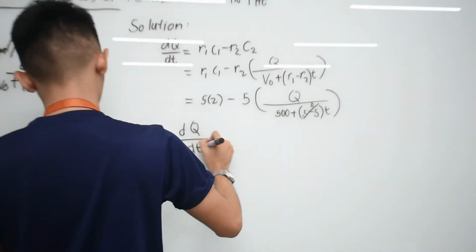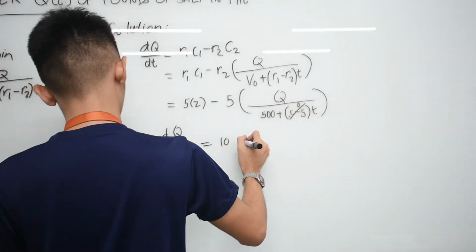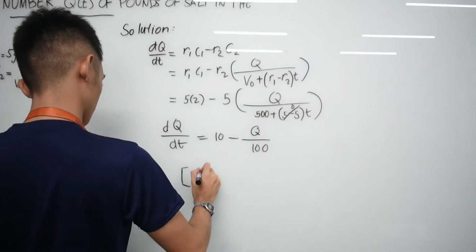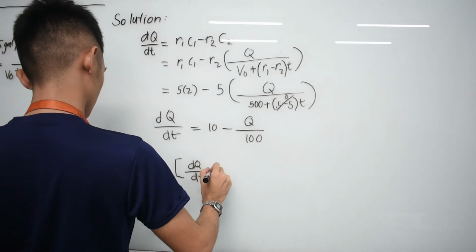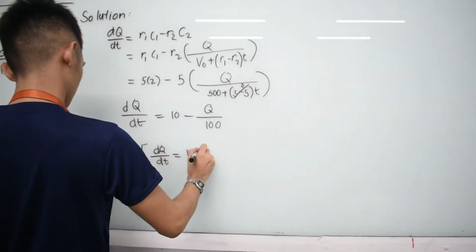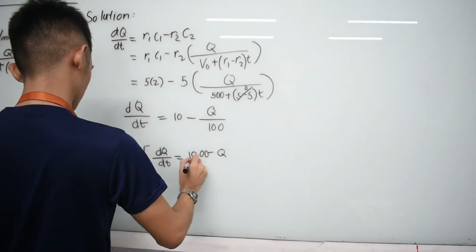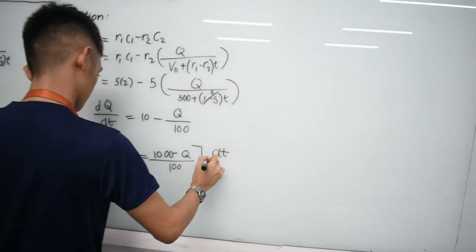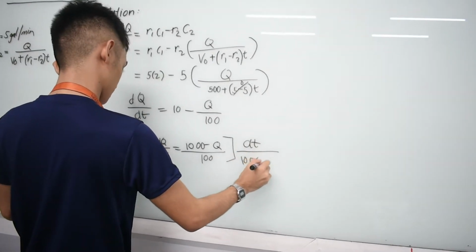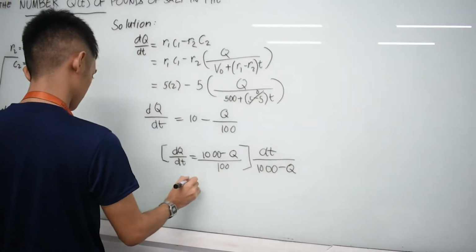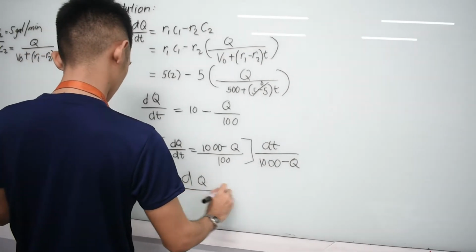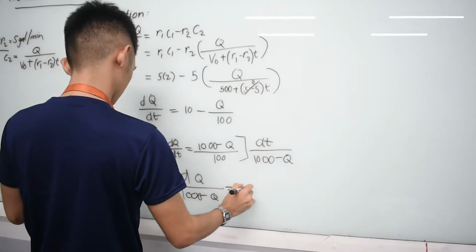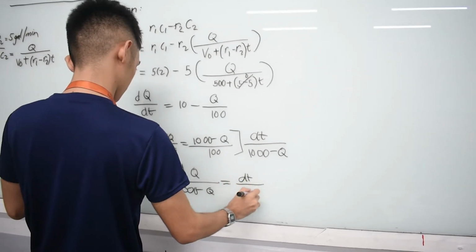This will now become dQ over dt is equal to 10 minus Q over 100. So dQ over dt is equal to 1000 minus Q over 100. We will multiply both sides by dt over 1000 minus Q, and we will get dQ over 1000 minus Q is equal to dt over 100.